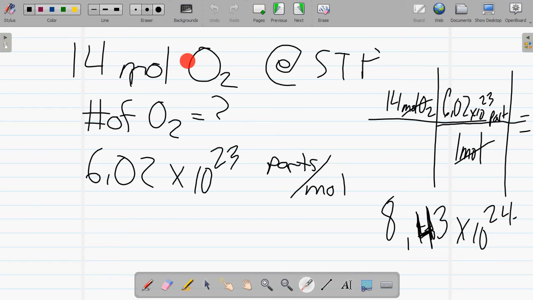Now, in this particular question, they asked us how many particles of O2. So all we have to do is multiply 14 by 6.02. If they had said how many atoms of oxygen, because this is O2, we would have to double our answer. Okay? But the question on the exit ticket says particles of O2. So you would just multiply by 6.02 times 10 to the 23rd and get your answer. This is not the answer because there's a different starting number on the exit ticket, but that is how you do it.